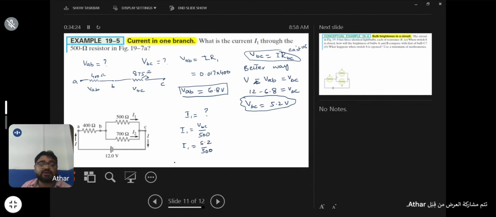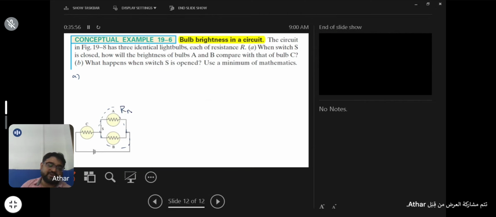Now here you have three electric light bulbs. The circuit shown has identical bulbs, with two identical bulbs in parallel. Can you tell me what the resistance is in this circuit? The resistance RAB is less than RC. Why? Because it is parallel, and RC is just connected in series. So RAB is less than RC.